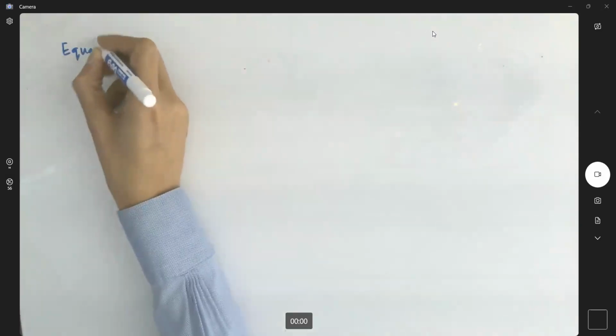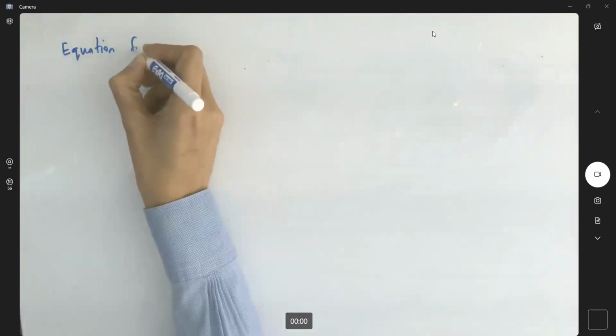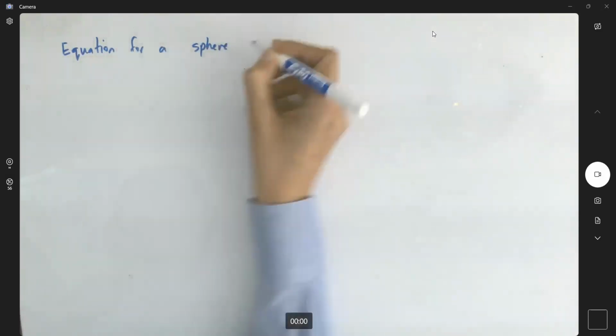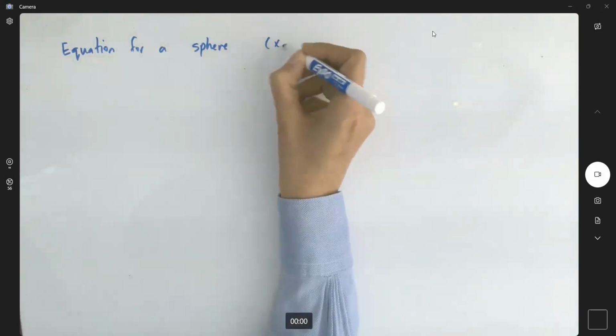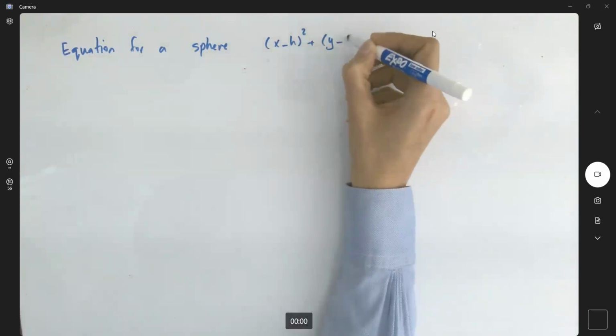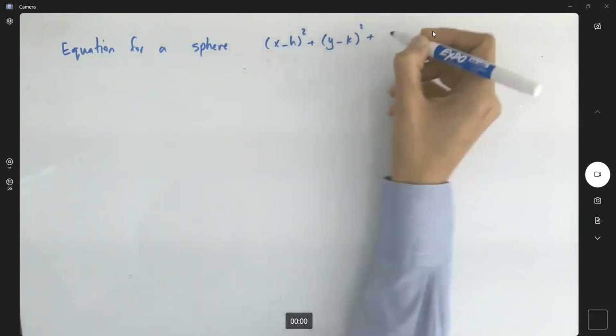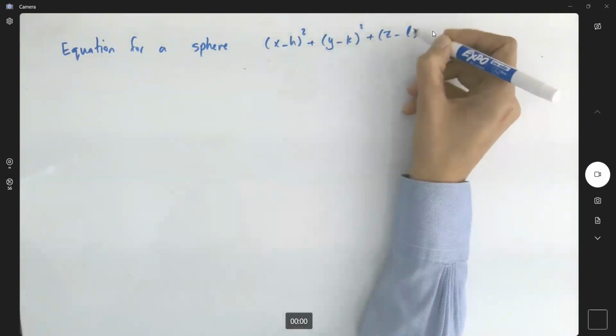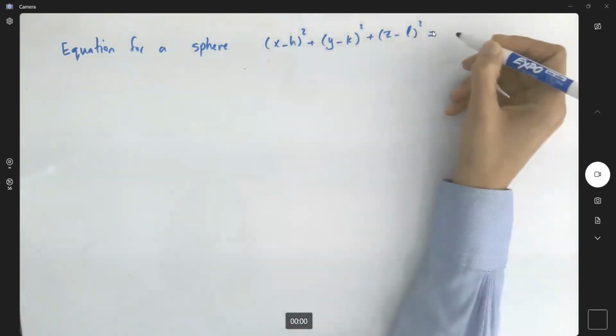Now that we discuss the equation for a sphere, which is given as (x - h)^2 + (y - k)^2 + (z - l)^2 = r^2.